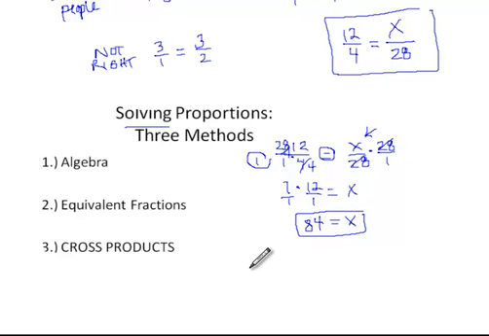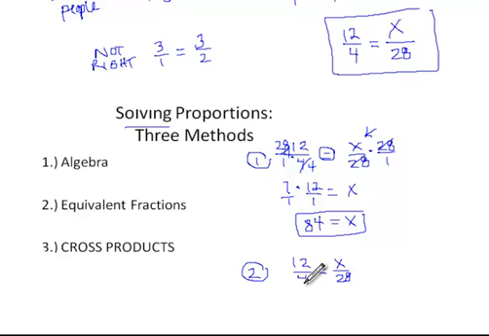Alright, we also have another method, method number 2. It's the use of equivalent fractions. So once again, if you were looking at a proportion such as this, remember we have 12 pieces of candy for 4 students. How many do we have for 28? Equivalent fractions is when you find an equivalent fraction as long as whatever you do to the bottom, you do to the top as well. So if you multiply the bottom by some number, you have to multiply the top by that very same number, and you will maintain the equality.